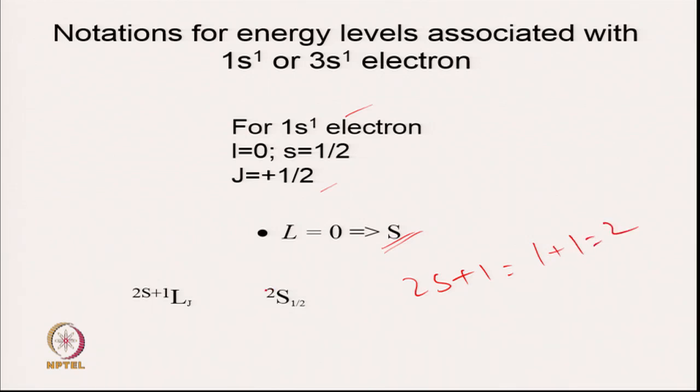So, there is a 2 here, and j is equal to plus half, so 2s half. So, there is only one label, which will be labeled as 2s half.